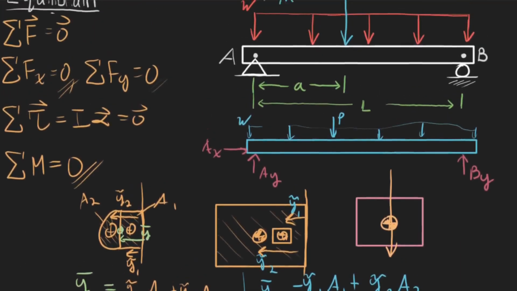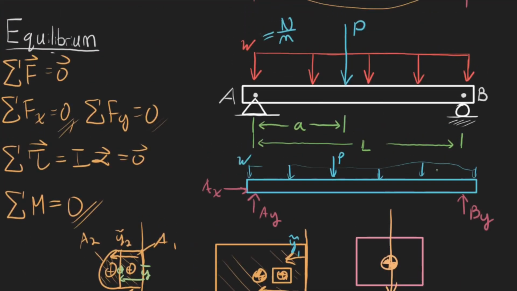So anyway, this is a long-winded way of saying that we can replace this distributed load right here with an equivalent load that's just equal to the area of this rectangle right here. So the force per length times the entire length right in the center. And then we would be able to use our three equations of equilibrium to solve for Ax, Ay, and By.